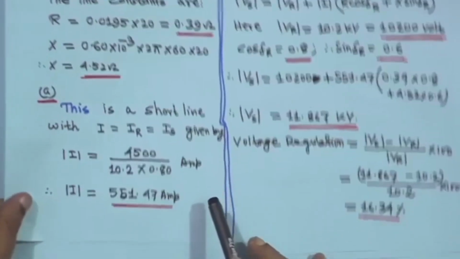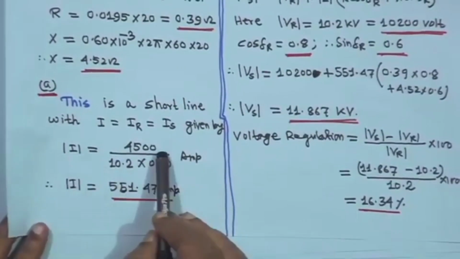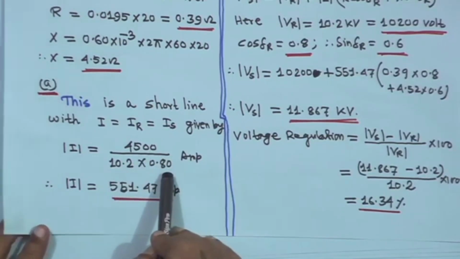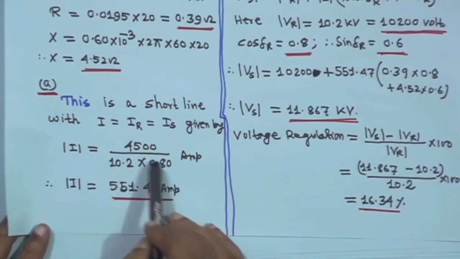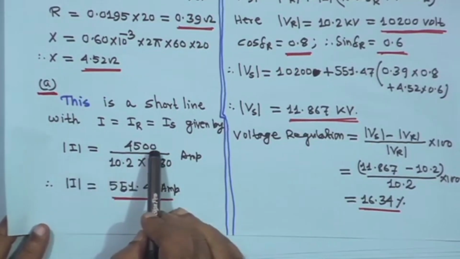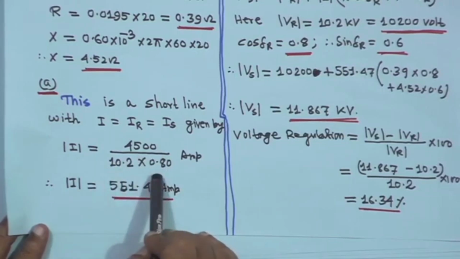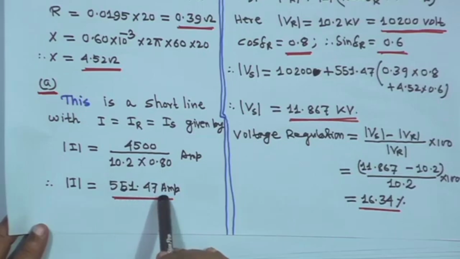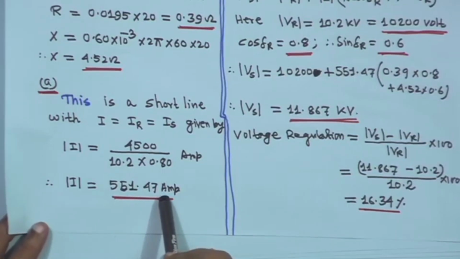So, first you find out the magnitude of the current. The load is given in kilowatt and this is in kilovolt, of course. So, 4500 divided by 10.2 and power factor is 0.8, that is, V I cos phi is equal to power. So, mod I is equal to this, in ampere. So, the magnitude of the current is 551.47 ampere. First you compute the current.